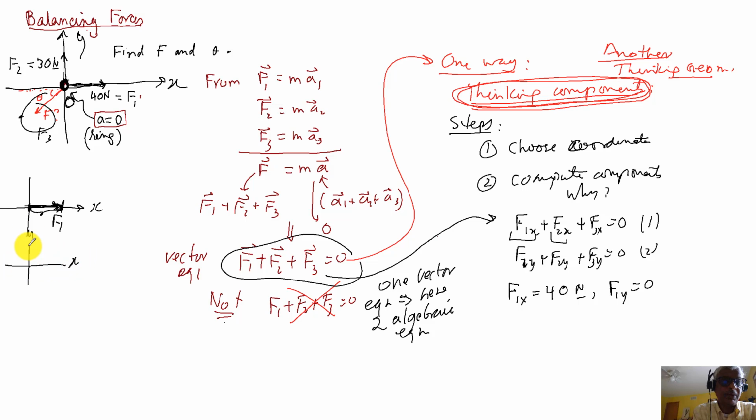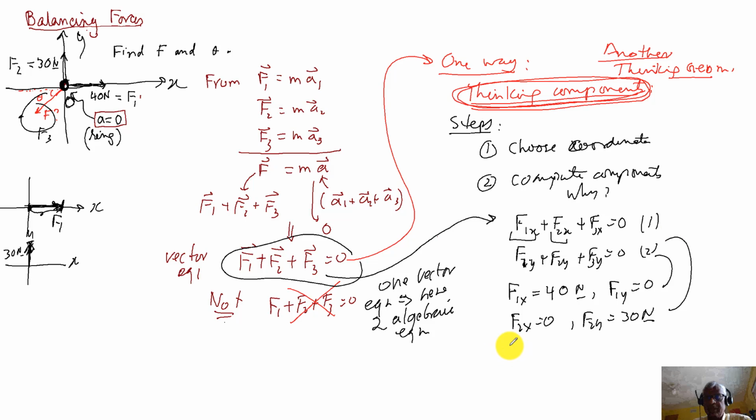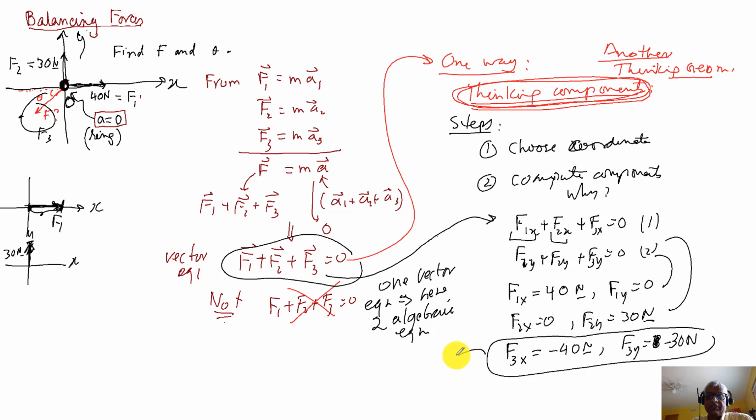Similarly, f2 is all along the positive y direction, so its component is positive. f2x is 0 and f2y is 30 Newton. So if I plug this in there, clearly f3x is going to be minus 40 Newton and f3y is going to be minus 30 Newton. But I'm not done yet. We have information about the components of f3. What we want is the magnitude and the direction of f3.